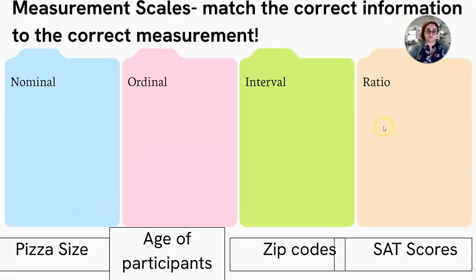Okay, let's see if we can do this. So we have 4 options here. We have pizza size, age of participants, zip code, and SAT scores. So which one is nominal, ordinal, interval, and ratio?